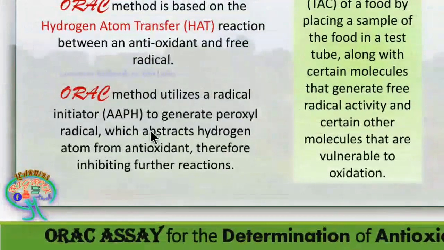Now here, the peroxyl radical generated from the radical initiator is going to abstract a hydrogen atom from the antioxidant. Abstract in the sense it is going to take, or share, or get donated from the antioxidant. The hydrogen atom gets donated from the antioxidant, and therefore this radical initiator is going to get neutralized. Further, it is going to inhibit further reactions.